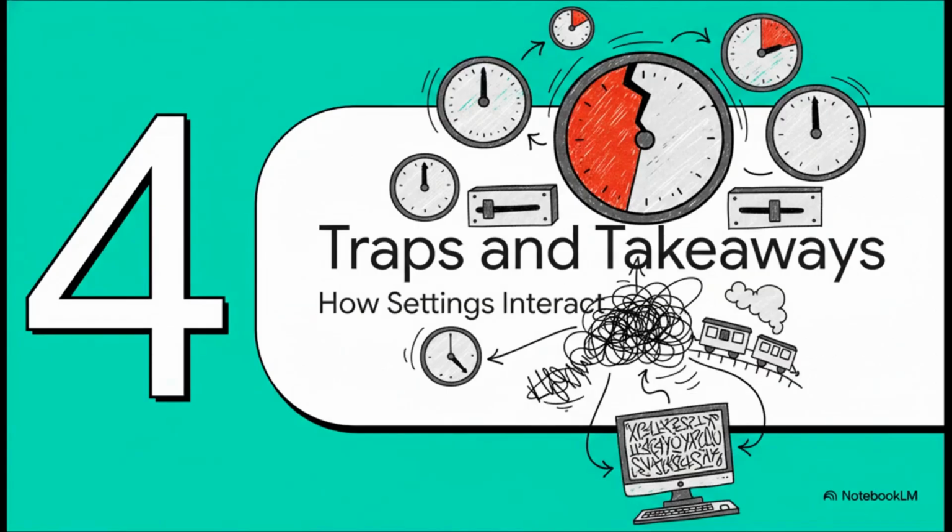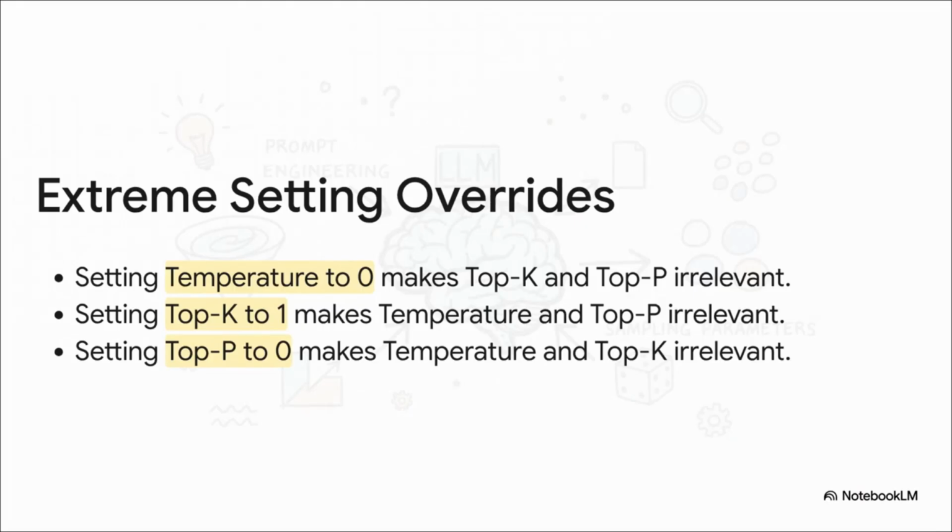Now that you know how to use the controls, you also have to know the traps. Because these dials, they interact in really powerful ways, and one wrong setting can throw everything off. And here's the absolutely crucial thing to get. Extreme settings will override the others. If your temperature is 0, the model has to pick the single most likely token, which means your top K and top P settings don't do anything at all. In the same way, if you set top K to 1, there's only one option to choose from, so temperature and top P become totally useless. You have to tune them together.